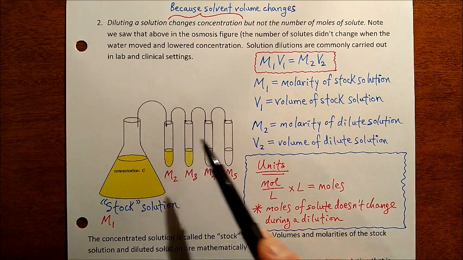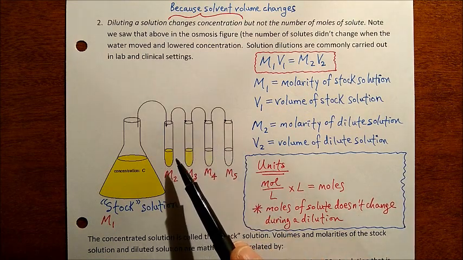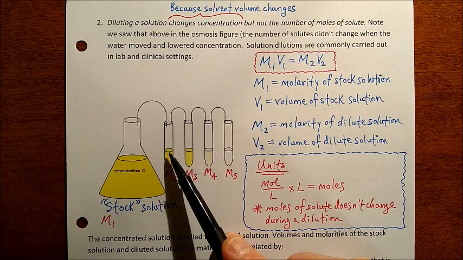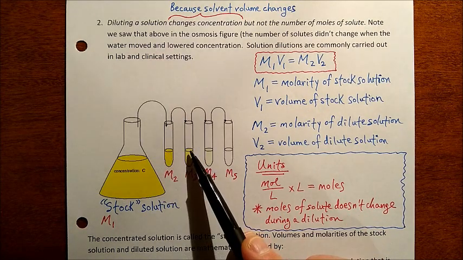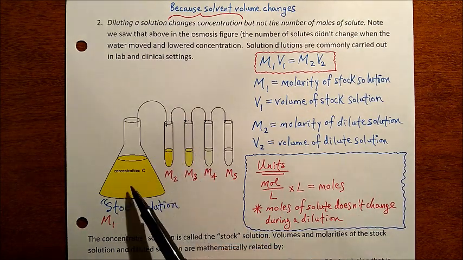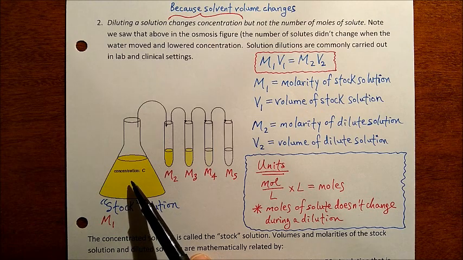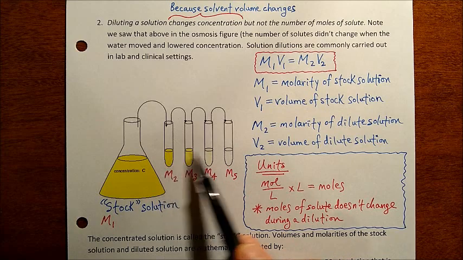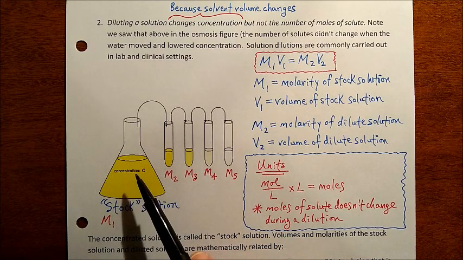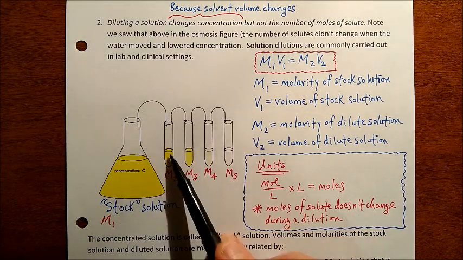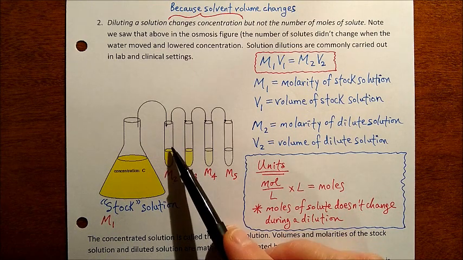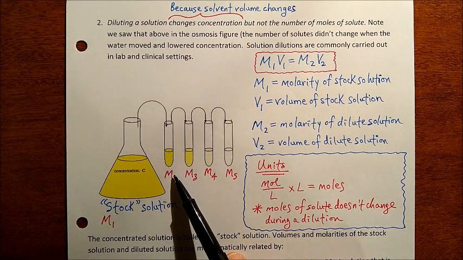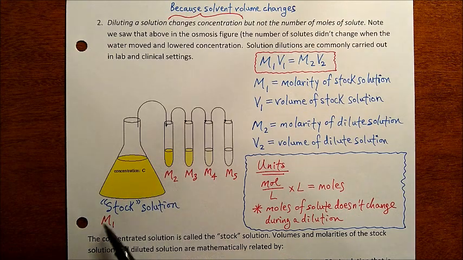And then if you want to make more dilute solutions, what you usually do is you take a small piece of this and put it in a new test tube. The other way you could do it is you could just take a smaller piece of this and put it in this test tube. But the normal way to make a series of diluted solutions from a stock is to take a certain amount of the stock solution, put it into the first test tube, add water. So you dilute this solution, M2 is less than M1.